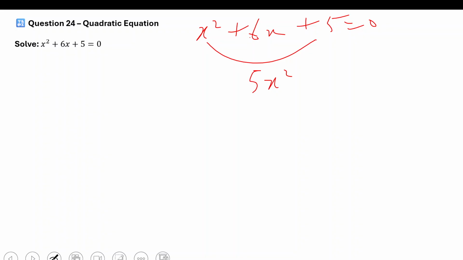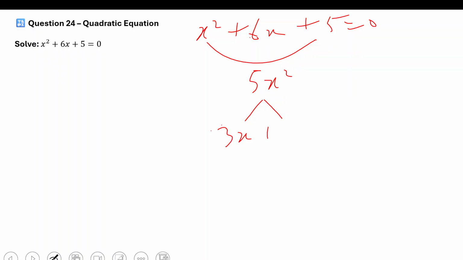So I have x squared plus 6x plus 5 is equal to 0. Okay, so what do I do? I will first of all factorize. x squared plus 6x plus 5 is equal to 0. So I'll multiply this by this, I have 5x squared. So I'll look for two numbers that multiply to give me this, and add to give me that.